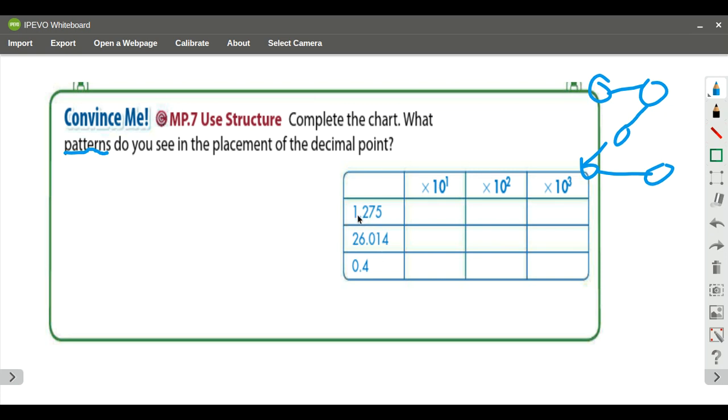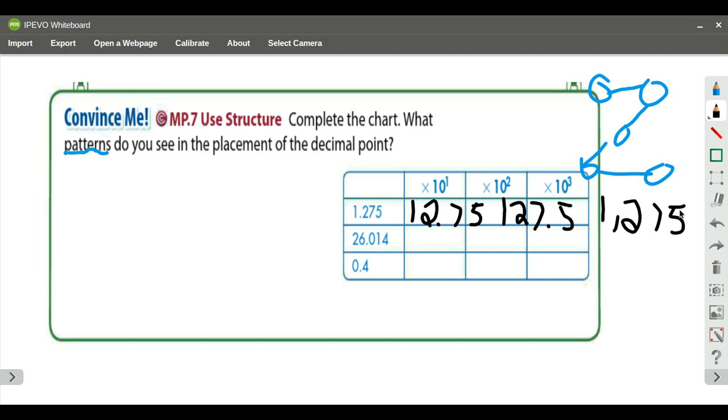So here, if I multiply by 10 to the first power, the value that I'm going to have in that chart is going to be 12 and 75 hundredths. And then the value that I have for times 10 to the second power is going to be 127 and 5/10. And then the value for times 10 to the third is going to be 1,275. So each time my decimal is moving one place to the right.